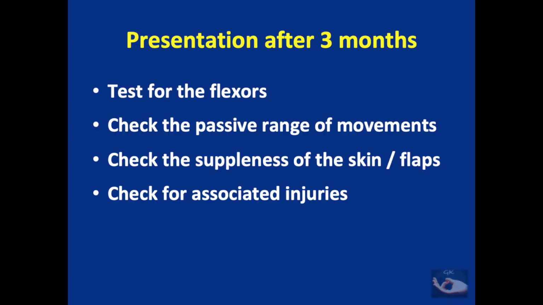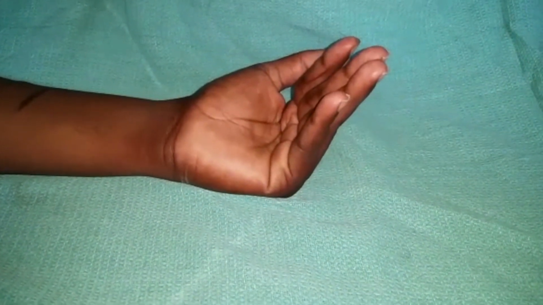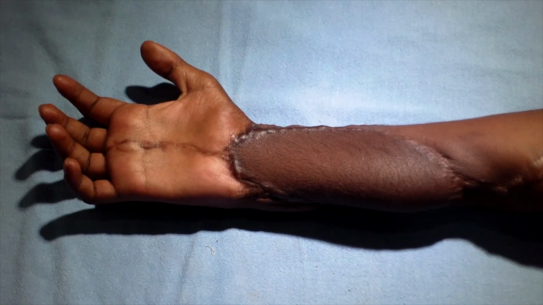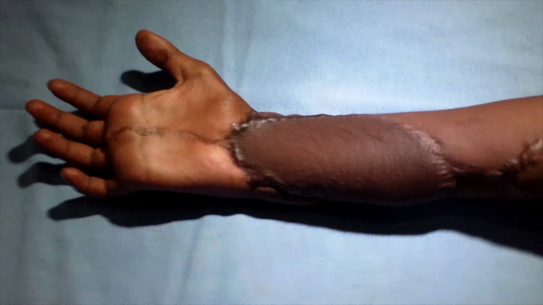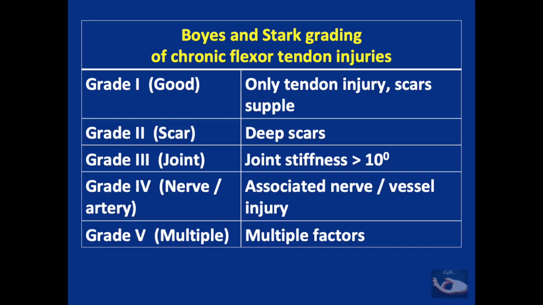When patients present after 3 months, there are many other problems that creep in. We test for the flexors, but we also need to check the passive range of movements as joint stiffness is a very common problem. We need to check the suppleness of the skin or the flaps that have been applied, and we need to check for associated injuries. The grading system for such chronic flexor tendon injuries is the Boyes and Stark grading system, where grade 1 is good, where there is only a tendon injury and the scars are supple. Grade 2, there is a scar. Grade 3, joints are stiff; more than 10 degrees of stiffness makes it grade 3.